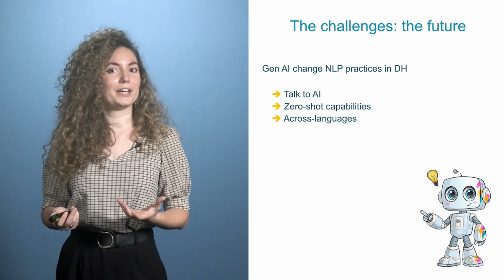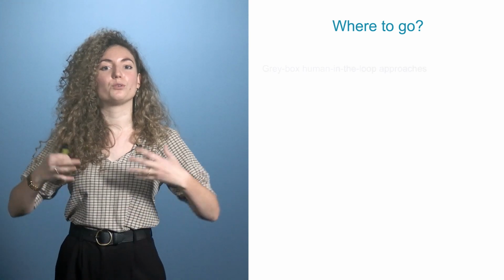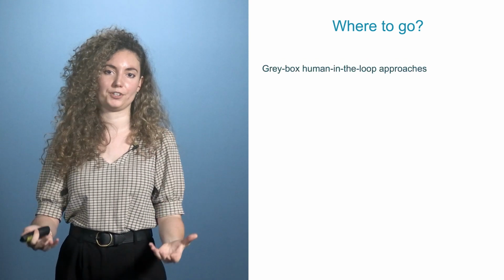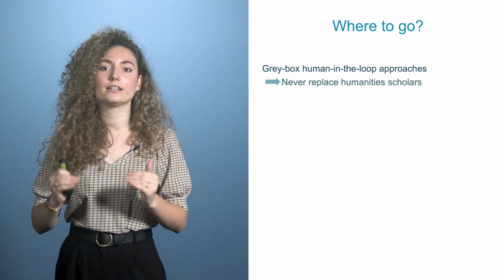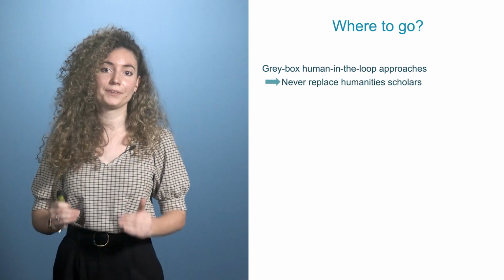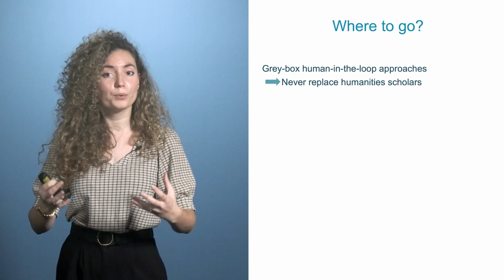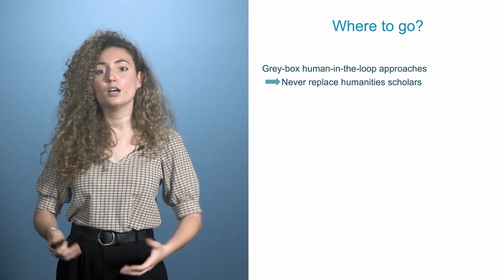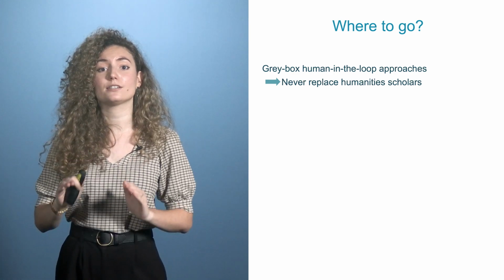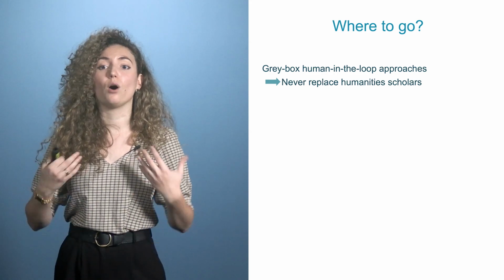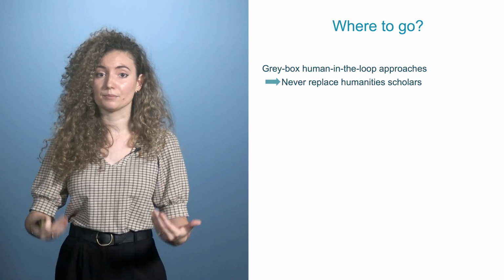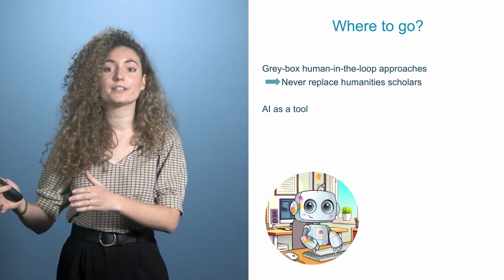So the question remains, where do we go from here? The main trends in NLP/DH research point towards gray box human-in-the-loop approaches. So the goal is never and will never be to replace the historian or the literary scholar. An AI system can help with data collection and analysis, but will never replace a humanities scholar's creativity or critical eye. Its main purpose should always be to use these AI systems as a tool to scale expert analysis to larger datasets.